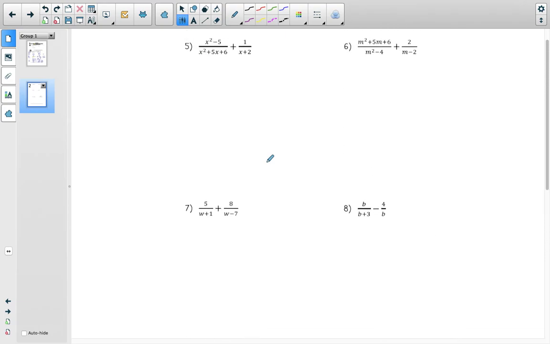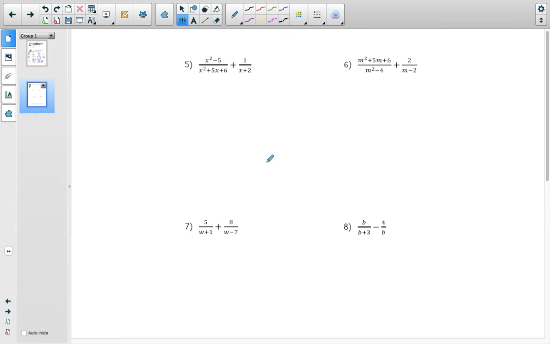Actually, we're going to do 5, 7, and 8. I think those are going to be good examples. All right. So we can't factor the top. We don't need to worry about that. We only need to worry about the bottom. So you ask yourself, how can you factor x squared plus 5x plus 6?